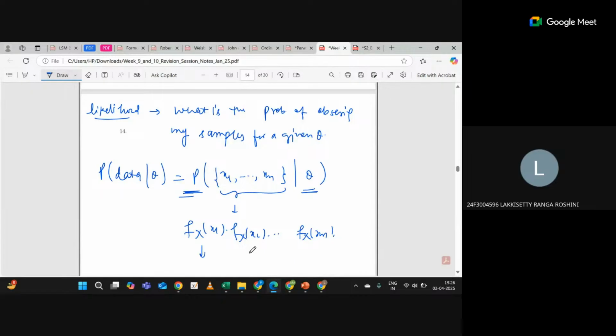Yeah, sir. Thank you. Sir, so basically we can say that the posterior is basically the updated prior, right? After observing the data, we can say updated prior. Correct, correct.